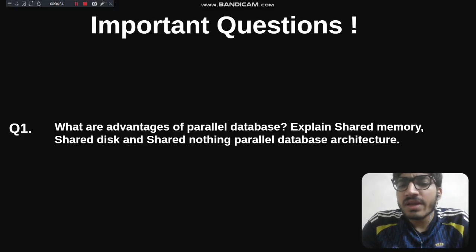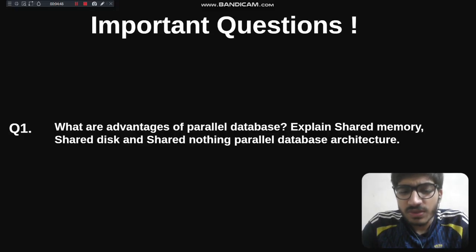Now, simple real world examples: shared memory architecture can be understood like a small server with multiple CPUs. Then shared disk is a database cluster sharing SAN storage. And shared nothing architecture is like a Hadoop cluster or Google Bigtable.